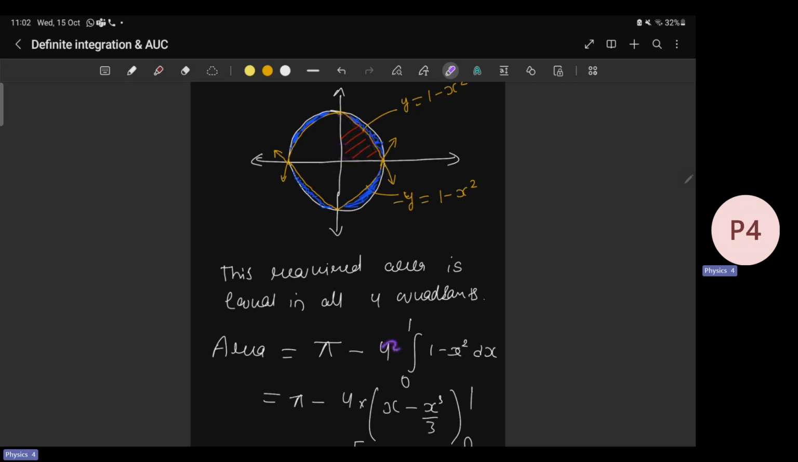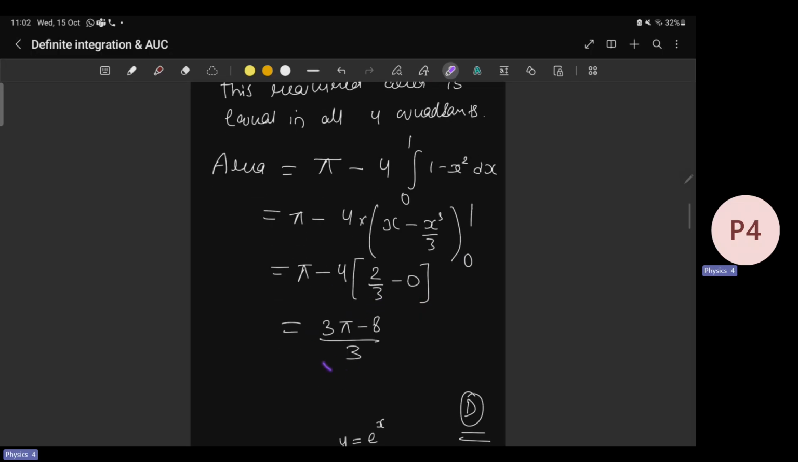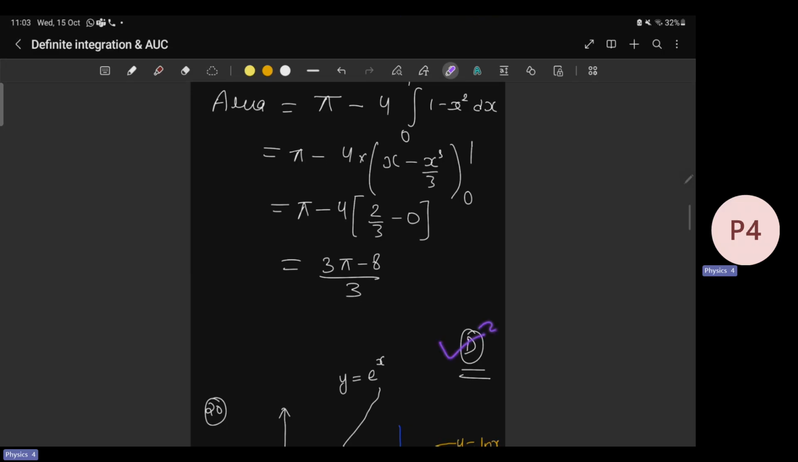So pi minus 4 times the integral of 1 minus x square dx from 0 to 1. Integration of 1 is x, integration of x square is x cubed by 3. Put the limits from 0 to 1. We got pi minus 4 times 2 by 3 minus 0. So the final answer is pi minus 8 by 3. It matches with none of the options, so option D is the correct answer.